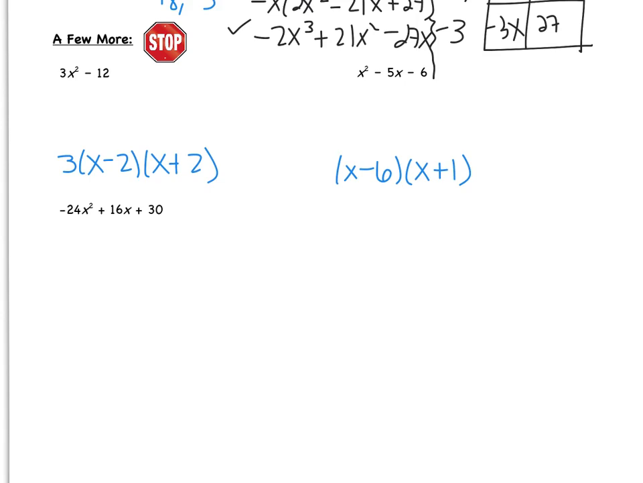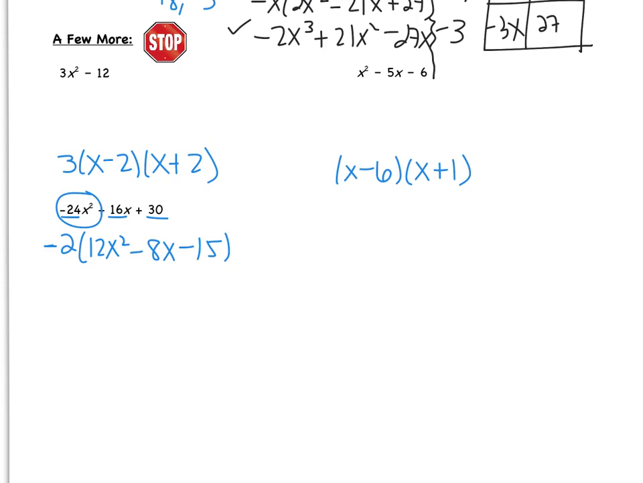So I hope that you started by looking for a greatest common factor. You should notice between the negative 24, 16, and 30 that they're all divisible by 2. If you took my advice, I would take out a negative 2 so that our first number ends up being positive. If you do, you end up with 12x squared minus 8x minus 15.